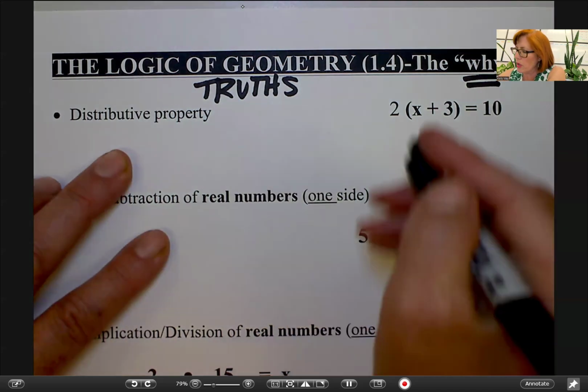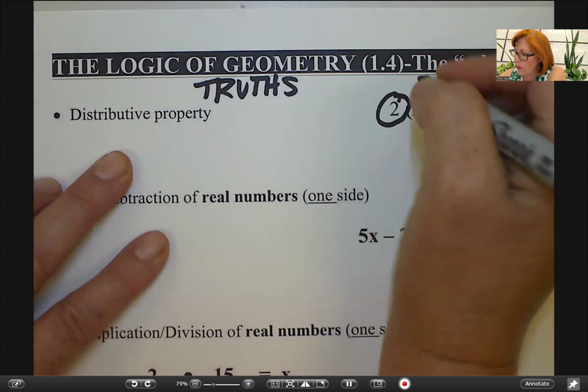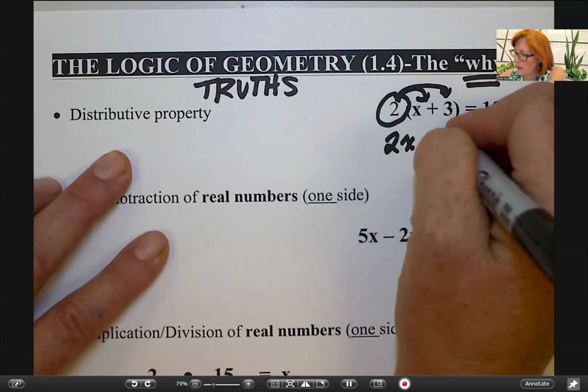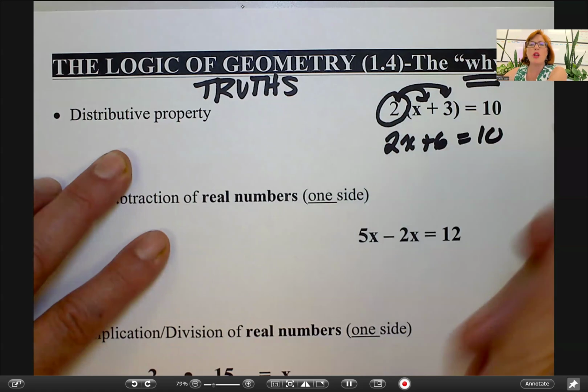Distributive property. Circle, distribute. That's called distributive property.